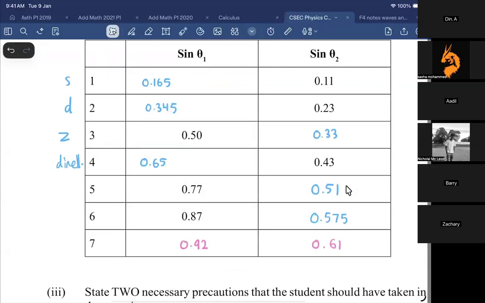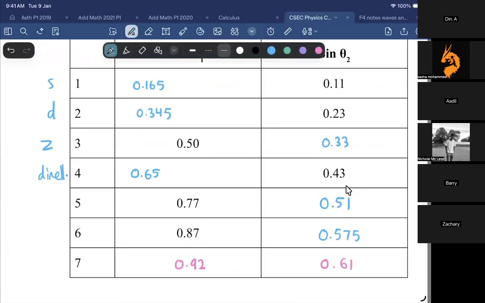So let's quickly do that. 0.165 will be rounded off to what? Could anybody tell me? 0.17. Right? Sasha, 0.345 will round off to what?